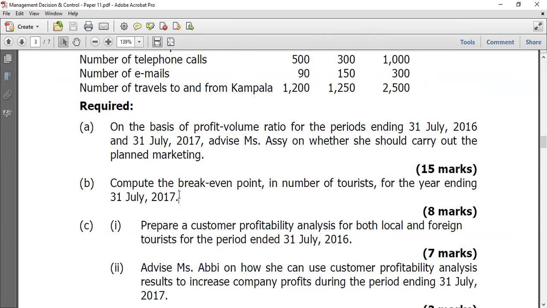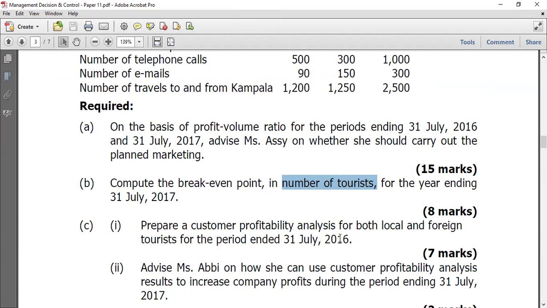And I think you know what the break-even point means here. At break-even, total revenue is equal to total costs, okay? When they ask you for the break-even point, they have asked you in the number of tourists, okay? So you should be able to calculate that here. And then one of the things they have also asked us here is to prepare a customer profitability analysis, okay?